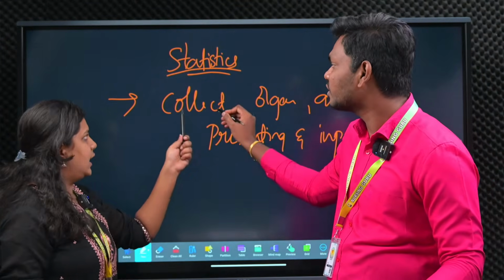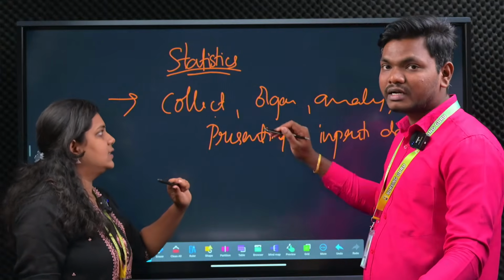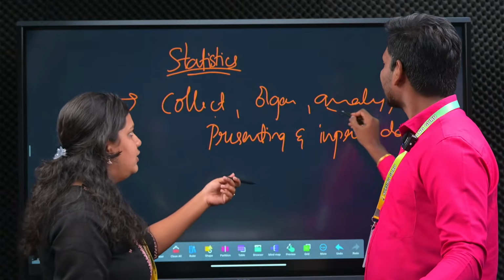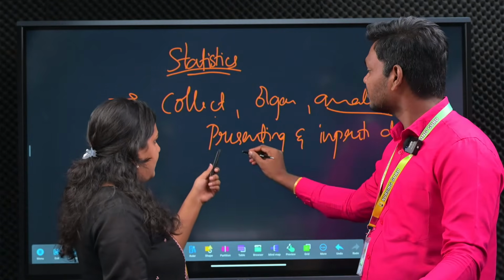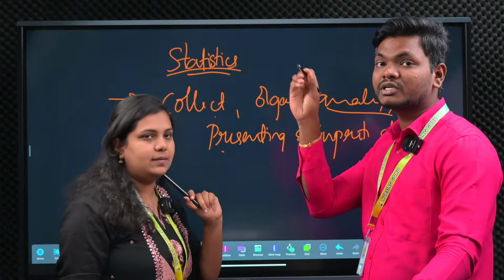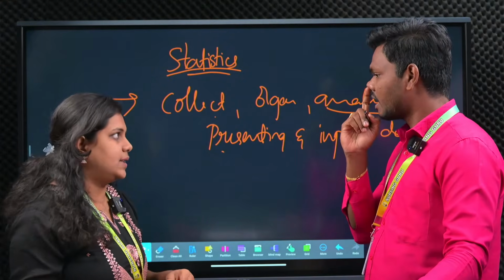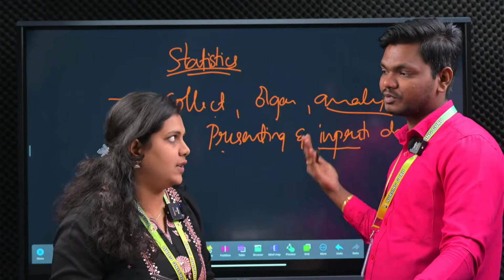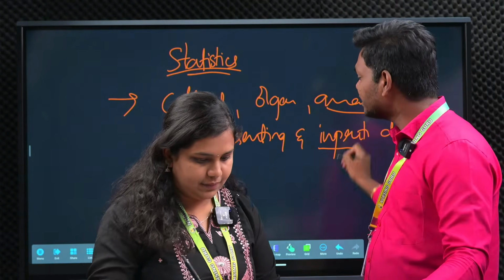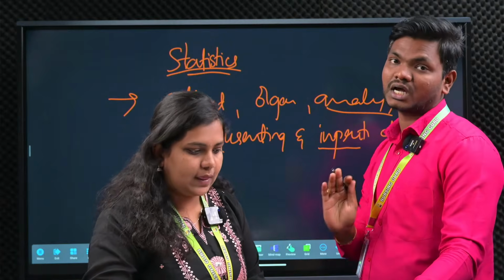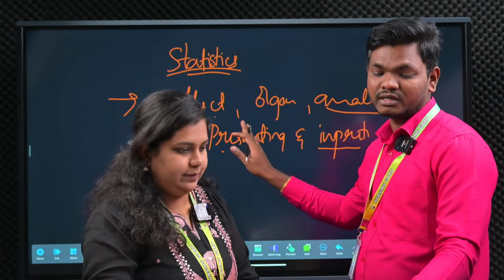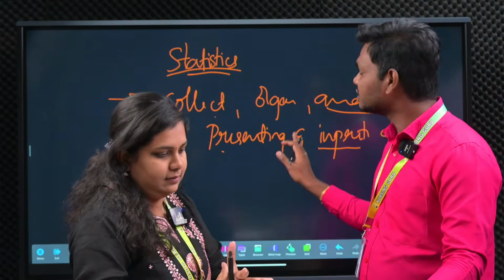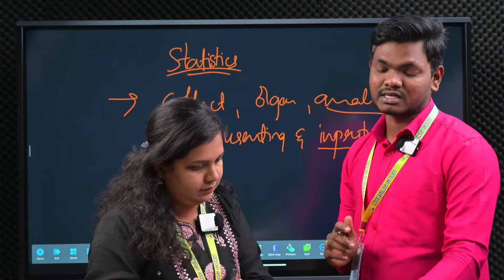First you collect, then you organize whatever data you collected, putting it in order, then analyze it, and then present it. Presenting means putting it in tables, tabulation, and graphical presentation. Then you interpret the results you are getting. Finally you give a valid conclusion, because your information is already collected and interpreted. That is known as statistics in research.